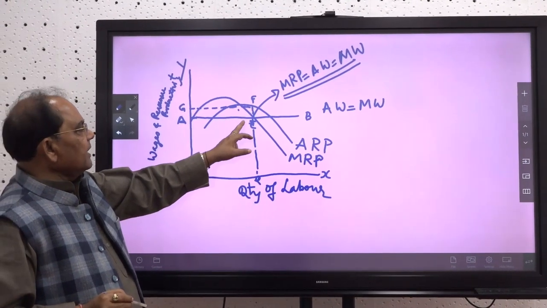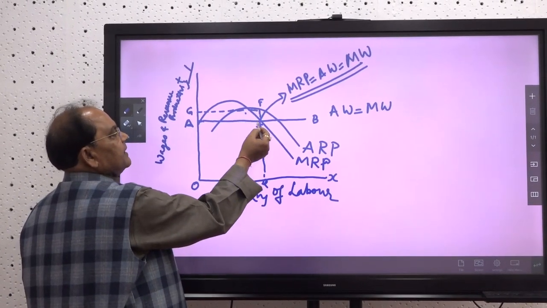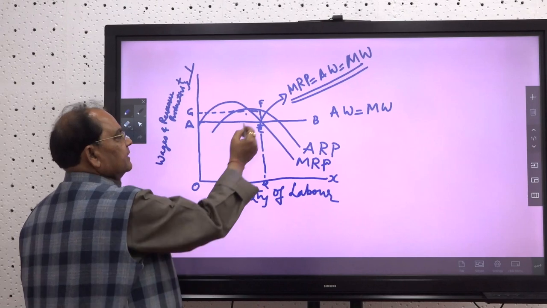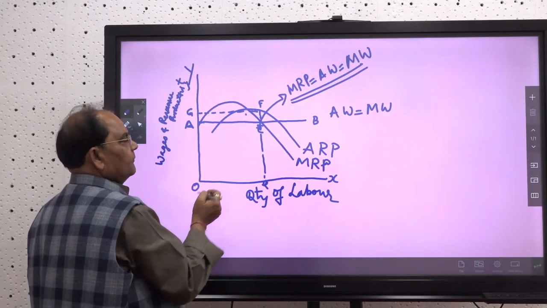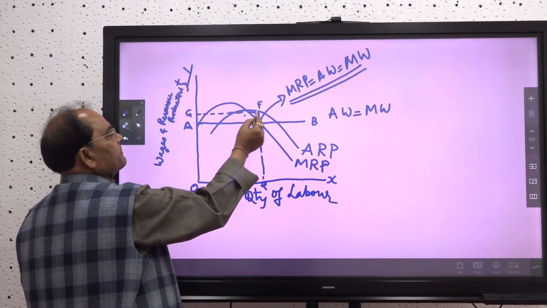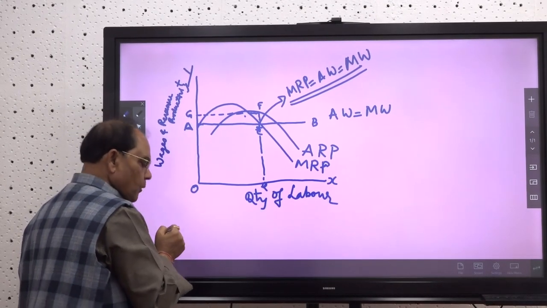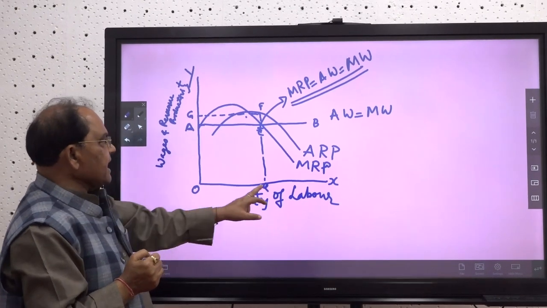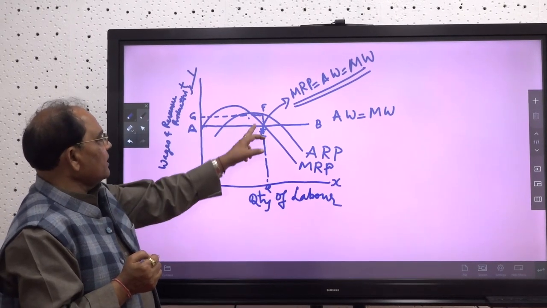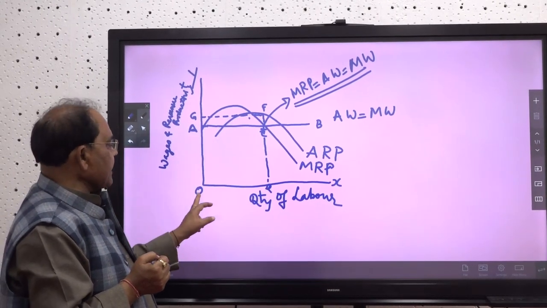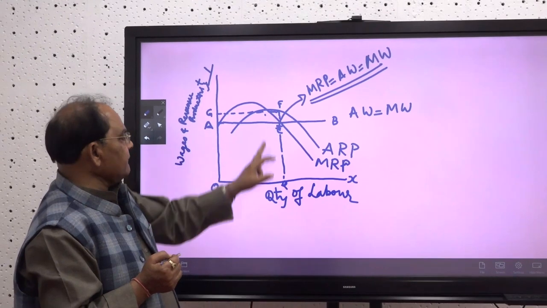But what will be the amount of wages? That will be decided with the help of the average revenue product line. So we extend this line a little up and it meets at point F. So we draw a perpendicular line from F on the y-axis and it meets at point G. So now what do we get? Quantity of labor is OQ. Wages decided are EW or AO.